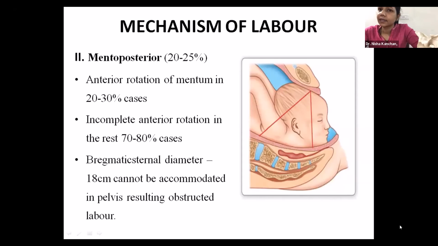If it rotates anteriorly, it can rotate from mento-posterior, like ROP, creating a circle. If it rotates and the mentum comes towards the pubic symphysis, then the baby can be delivered. But if the mentum goes towards the sacral promontory, there is no way this baby is going to come out of the pelvis because the diameter becomes bregmaticosternal. This cannot be accommodated in the pelvis, resulting in obstructed labor. Next slide.